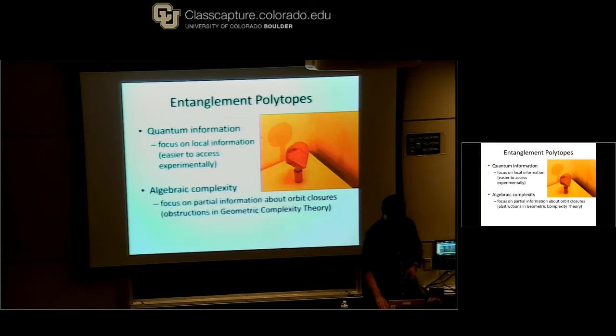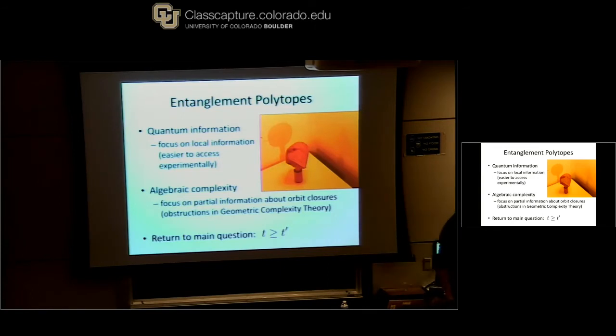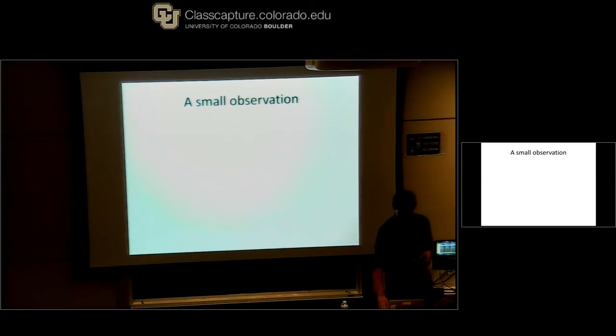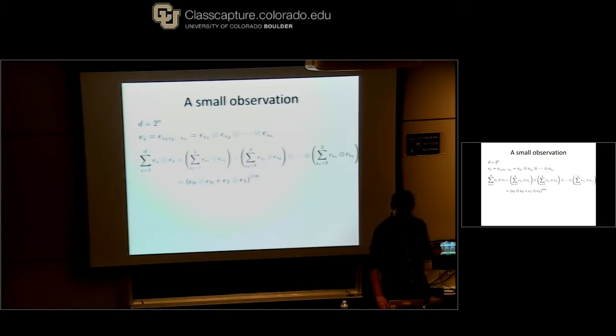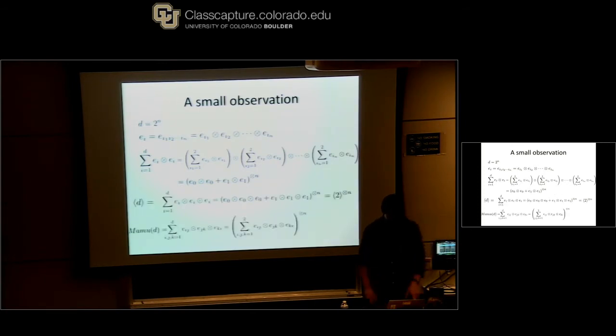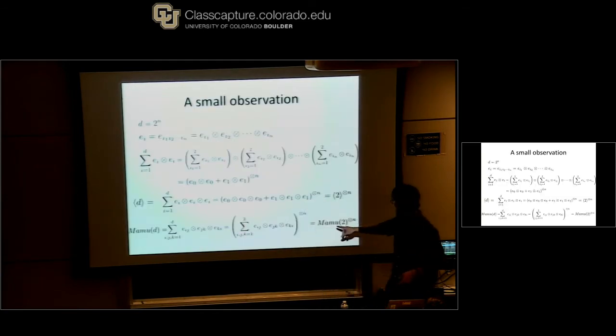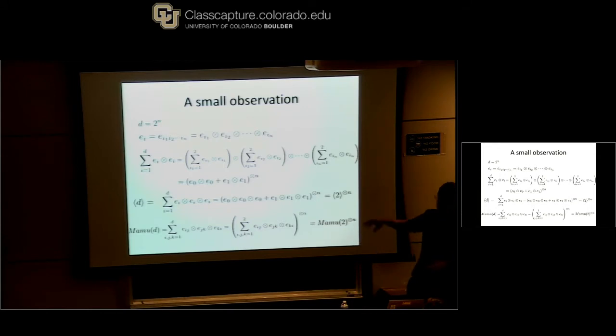All right. Let's return to the main question. The main question we wanted to talk about was, when does T degenerate to T prime? There is this small observation which we had already made, but for the people who saw this talk, I had to make it now. Namely that the EPR state of rank 2 to the n is the matrix multiplication tensor MAMO 2 to the n. See, MAMO D, where D is 2 to the n, is MAMO 2 tensor n. That was just the small observation.